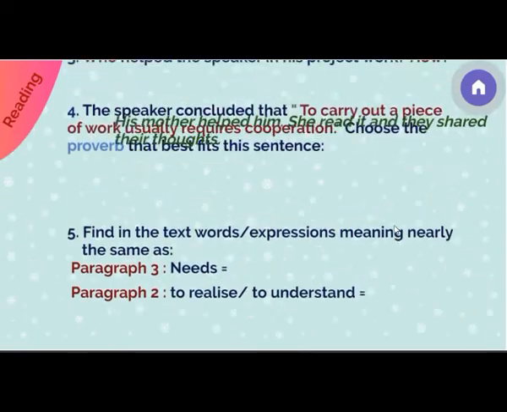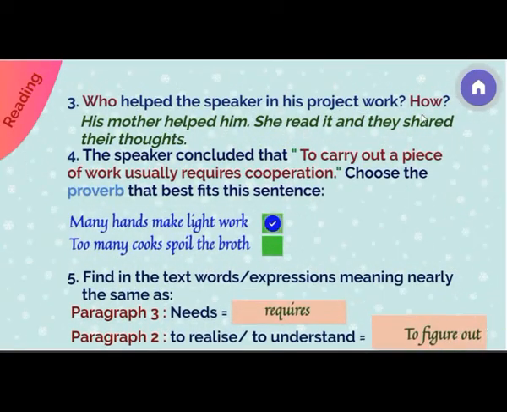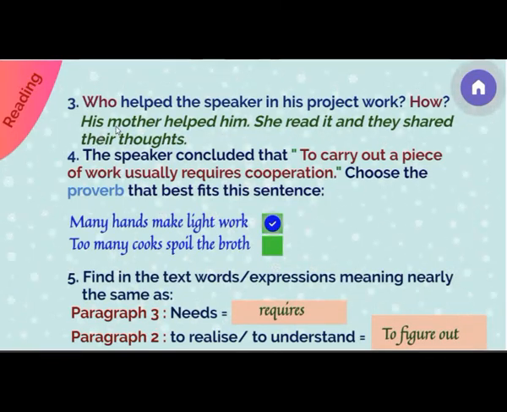Okay, so question number 3, who helped the speaker in his project work and how? The answer is his mother helped him. She read it and they shared their thoughts. You can find it in paragraph 2 of the text, of course.